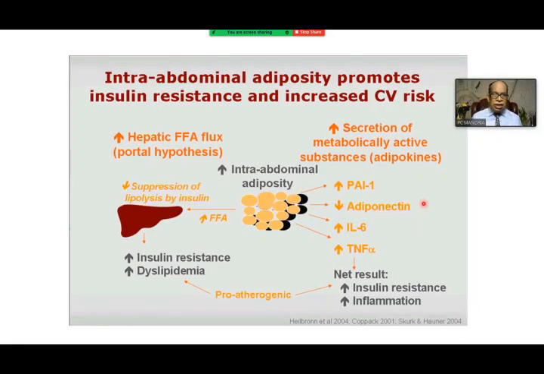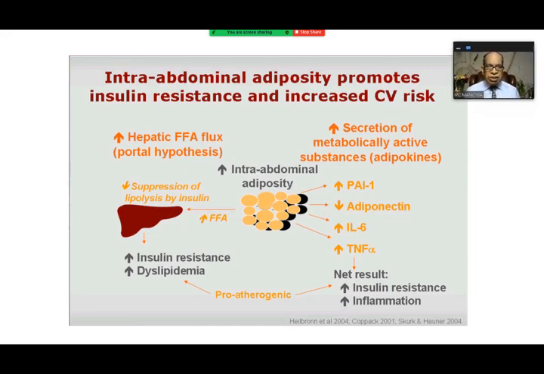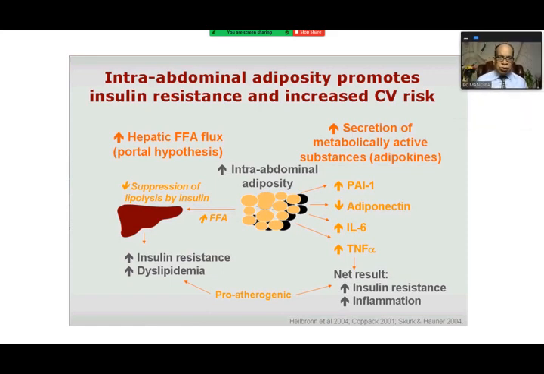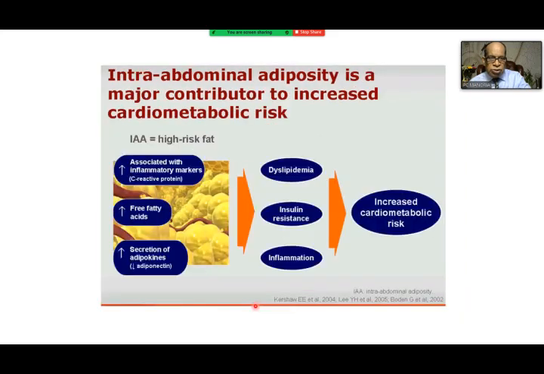Now, if you have an intra-abdominal obesity, this results in increased insulin resistance and increased cardiovascular risk. The adipocytes secrete a lot of metabolically active substances called adipokines. The PAI-1 is increased, the adiponectin is decreased, IL-6 is increased, TNF-alpha is increased, and all these result in increased inflammation and insulin resistance. There's also increased hepatic free fatty acid flux, decreased suppression of lipolysis by insulin, increased fatty acids, and ultimately dyslipidemia and insulin resistance, which increases pathogenicity.